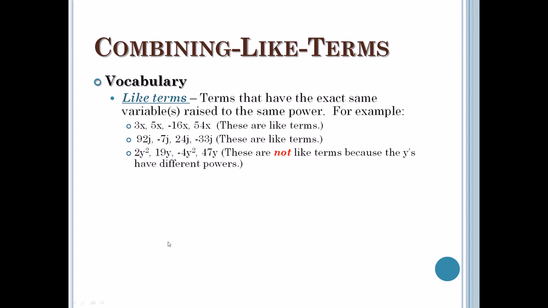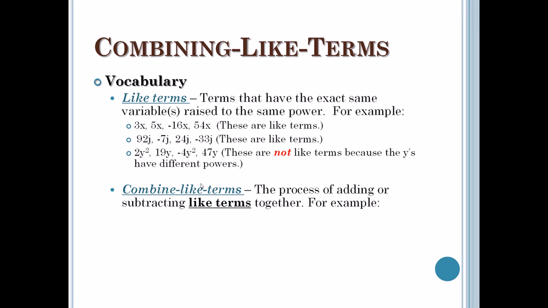2y squared, 19y, negative 4y squared, 47y. Although every single one of these has a y, they are not like terms because they have different powers. Some of my y's are squared and some of them have an exponent of 1. Now if I just wanted to group up my 2y squared and my negative 4y squared, those are a match. But as an entire group, these are not alike.